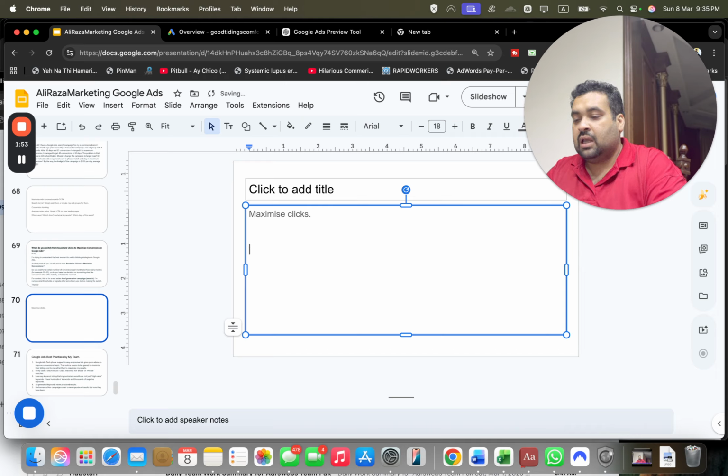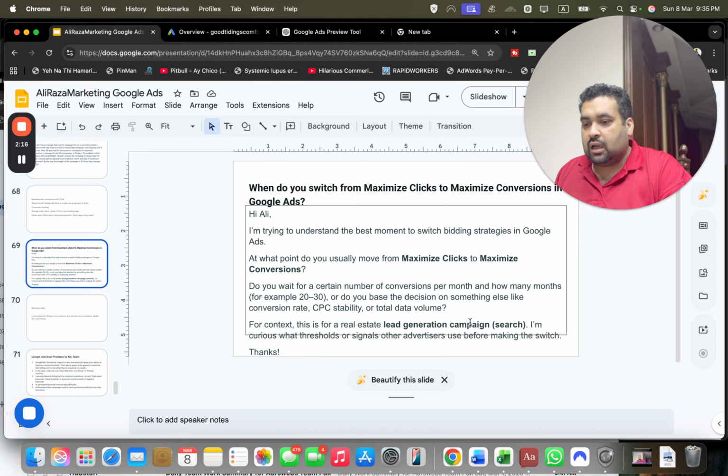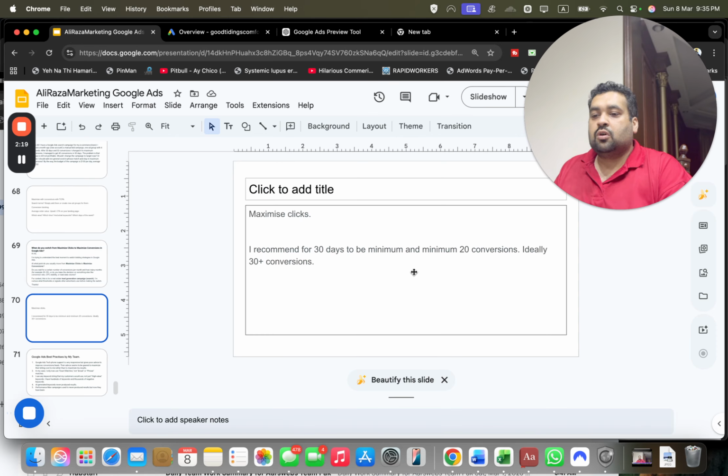In my opinion, I recommend running for 30 days minimum, and minimum 20 conversions, ideally 30 plus conversions, but minimum conversions may be 20, because there are various fields, and because you are asking specific to a real estate lead generation campaign, so in that scenario 30 conversions is minimum. But in my opinion, you need to run maximize clicks for a month from day 1 to day 30, or if you are running from day 13, it should go to the 13th of the next month.